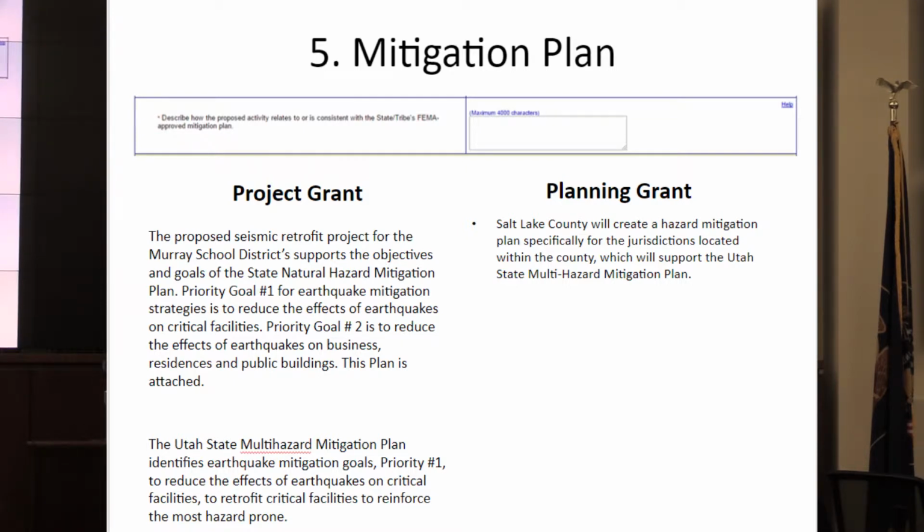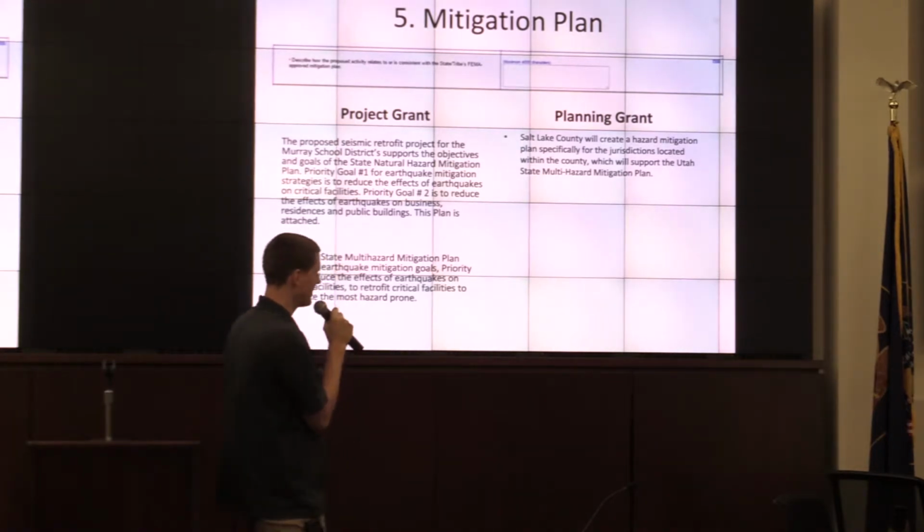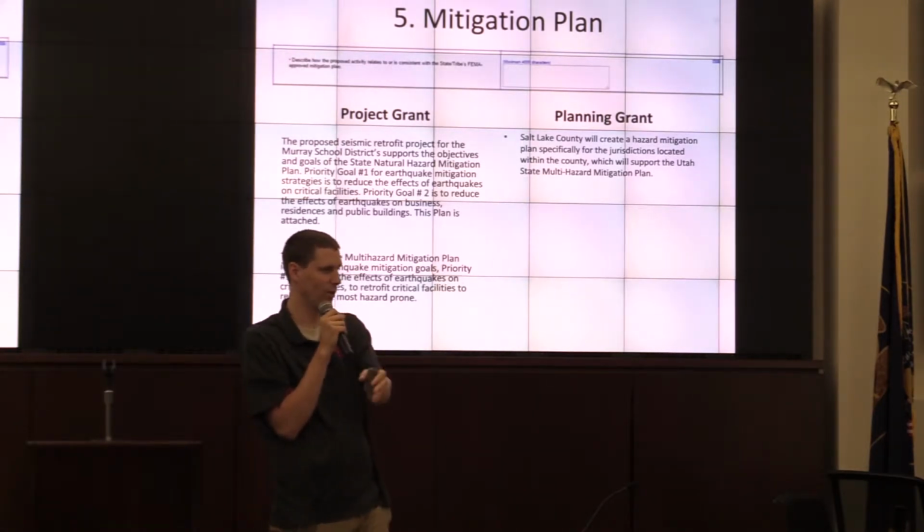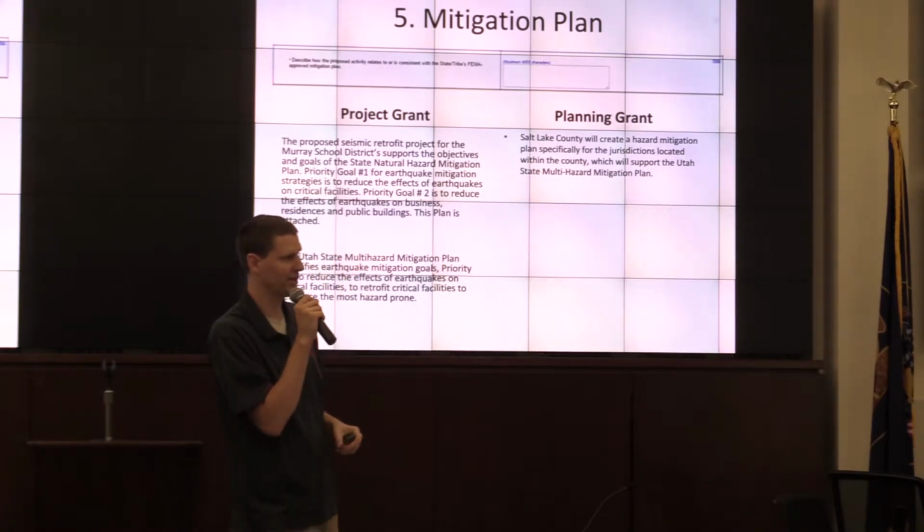And then describe how the proposed activity relates to or is consistent with the state plan. So if you don't know what the state plan is, just do a Google search and say Utah State Hazard Mitigation Plan, and it'll pull up a site. There's a chapter, I think chapter 3, called Mitigation Strategies, and it has a whole bunch of strategies per hazard, and you could find a strategy that hopefully your project can fall under, and you would list that and say the state hazard mitigation plan has this strategy or goal, and our project is consistent with that.